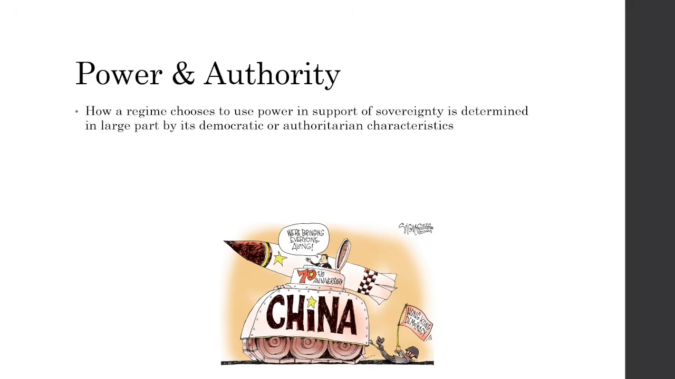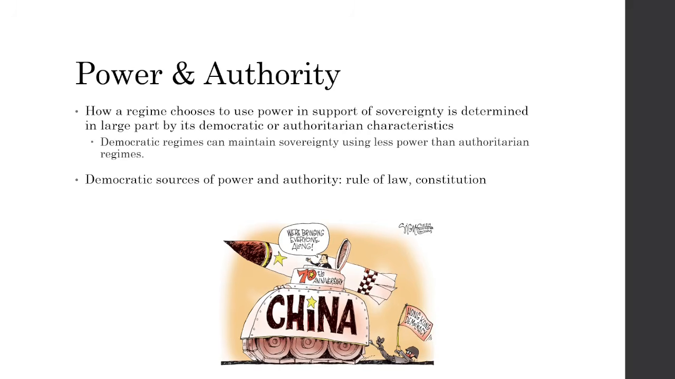So power and authority essentially comes down to how democratic and how authoritarian a regime is. Which of those characteristics is most prominent within a regime and controls who has power, who exercises power, how they exercise power, and how sovereignty is used in a country. Democratic regimes can maintain sovereignty typically using less power than authoritarian regimes.